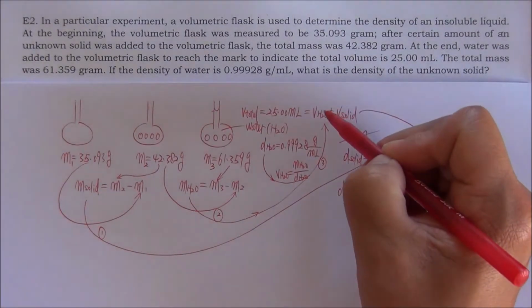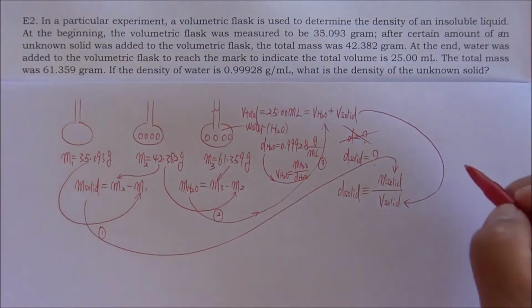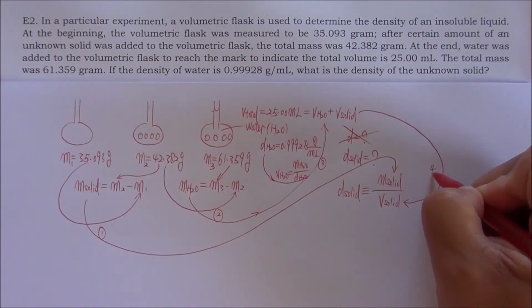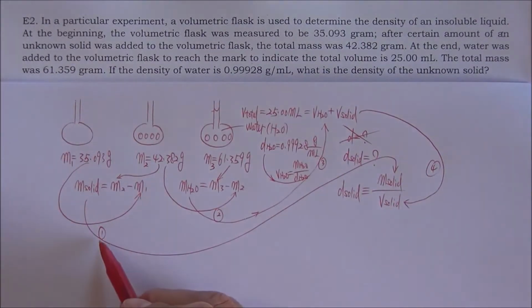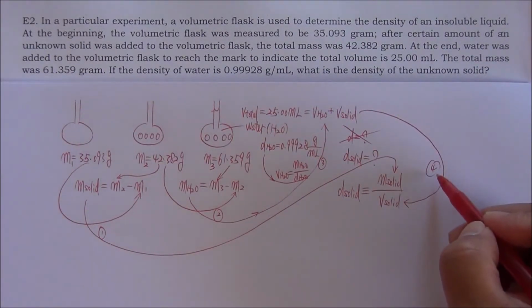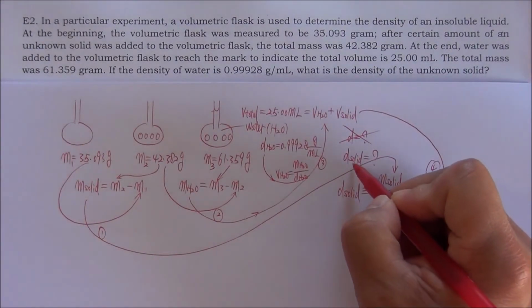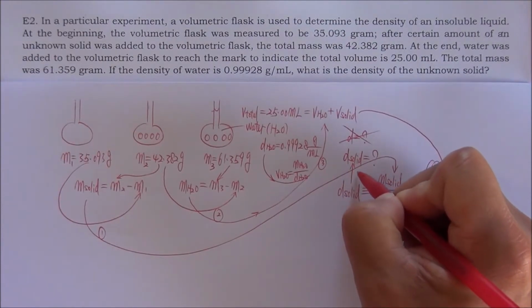Then, after we get the volume of the water, we can calculate the volume of the solid. This will be our fourth step. If we know the mass of the solid from the first step and the volume of the solid from the fourth step, we can calculate the density of the solid. This will be our fifth step. It's also our last step.